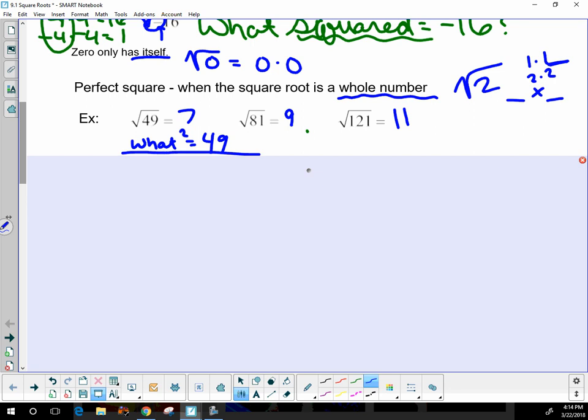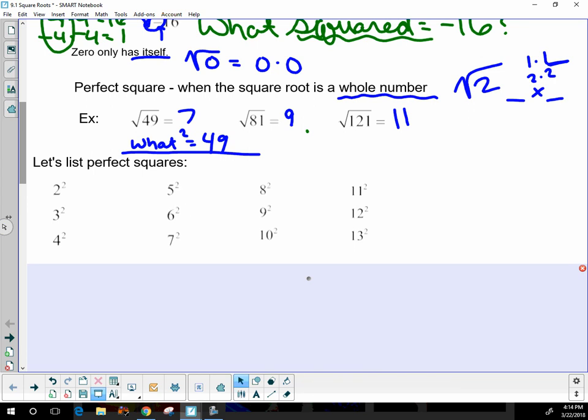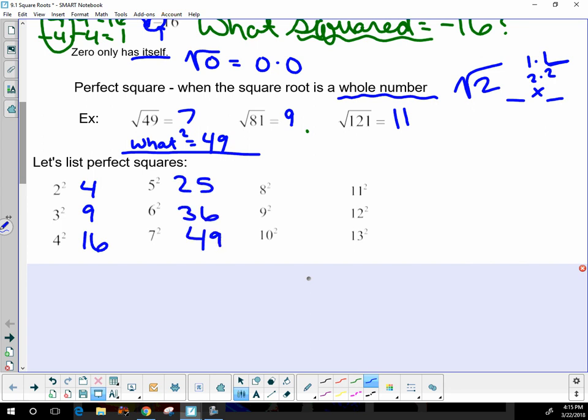It's 11. So let's take a second to list all the perfect squares up to about 10 or so. I think I went to 13 because I like that number. So just pause the video and fill these in for yourself. It's good to have these listed. Pause the video and go ahead and do that now. Okay, hopefully you have them all done. 3 times 3 is 9. You can see that right there.